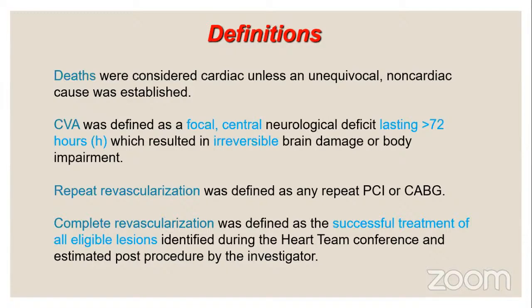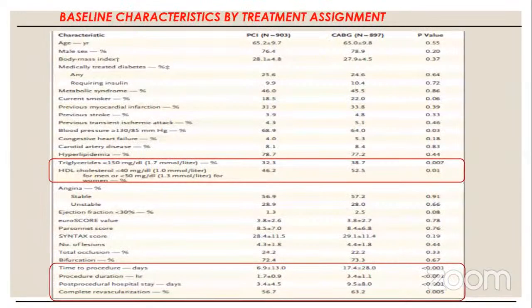I included the definitions only for reference here. So comparing the general demographics or patient characteristics in the two groups, PCI and CABG, generally they had similar characteristics. However, patients in the CABG group had higher levels of triglycerides and also higher levels of HDL.